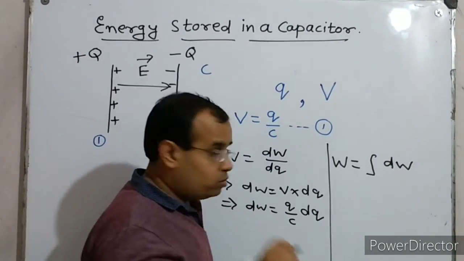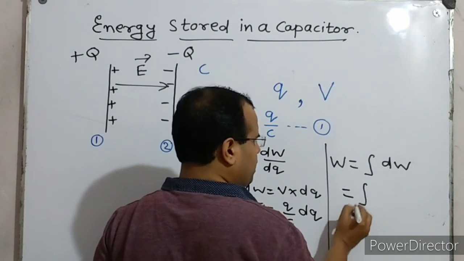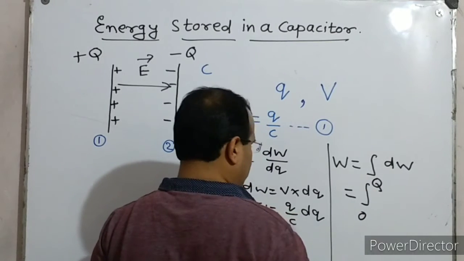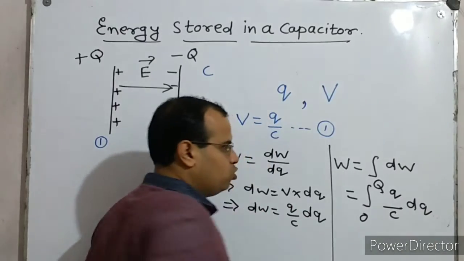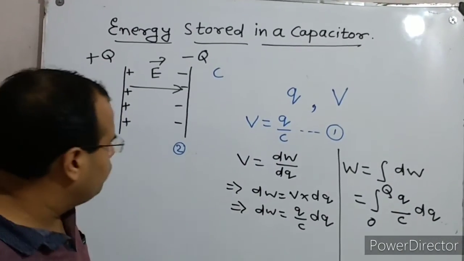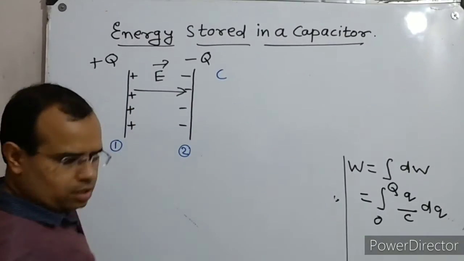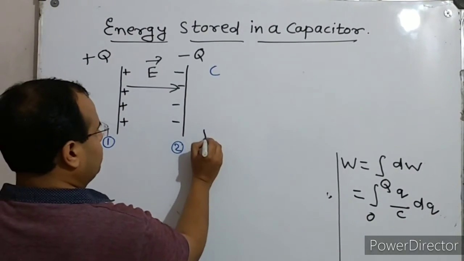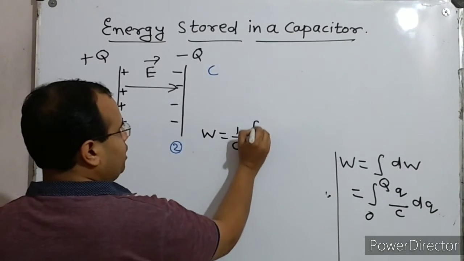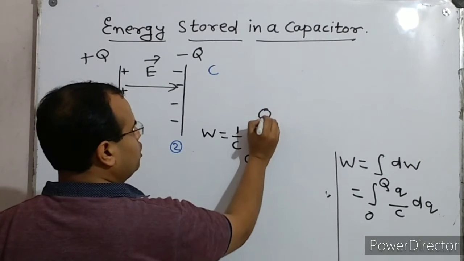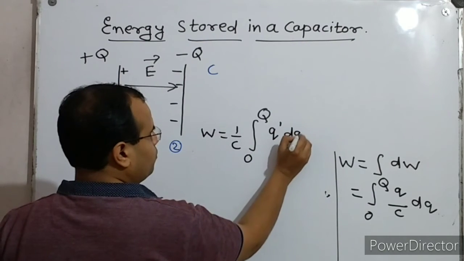Okay. Now it is equal to integration. The charge should go from 0 to capital Q, and the value of dW is Q by C dQ. Now this is the work done. Let us find this work done now. This work done is W and it is given by W is equal to 1 upon C, as C is constant taken outside, integration 0 to Q, Q to the power 1 dQ.